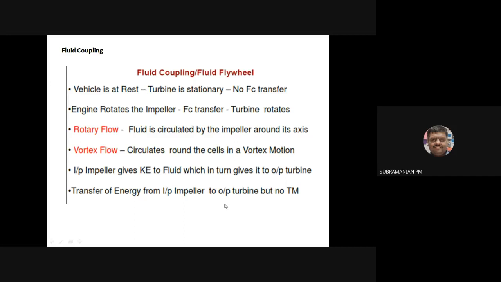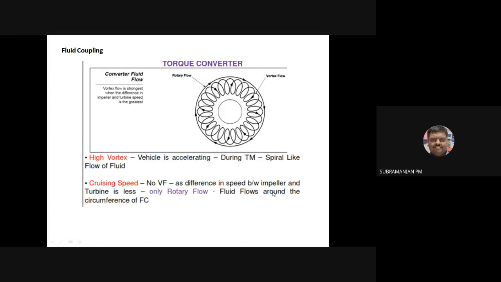So here there is no torque multiplication, that I have already explained. And you can see vortex flow is present when the vehicle is accelerating. Okay. And there is a range called cruising speed. Cruising speed means the speed difference between impeller and turbine will be less, and there will be no vortex flow, only rotary flow. Rotary flow means around the circumference. The appropriate word is around the circumference.